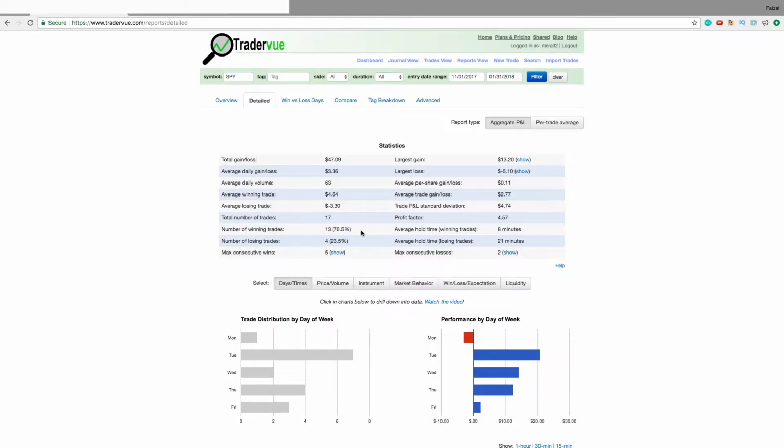And I was pretty happy with my trading in January. It's my best month so far. Made a profit even after commissions, which I was happy with.